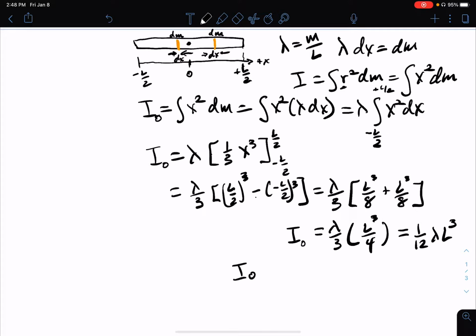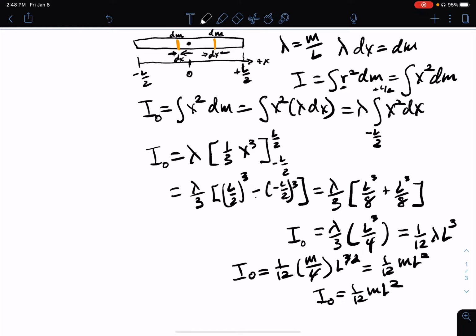So let's keep going. I naught equals 1/12, and then lambda is mass divided by the total length, times L cubed. One of the L's cancels, you get L squared. And we get 1/12 M L squared. So I naught equals 1/12 M L squared.